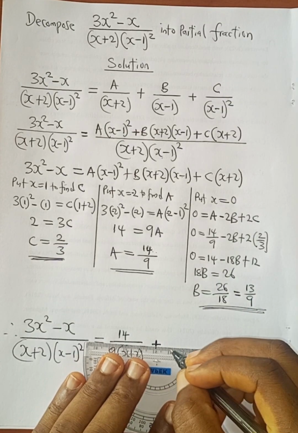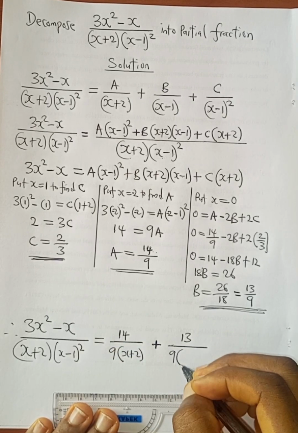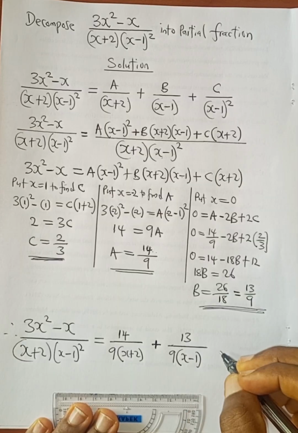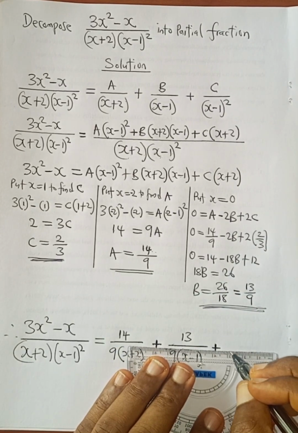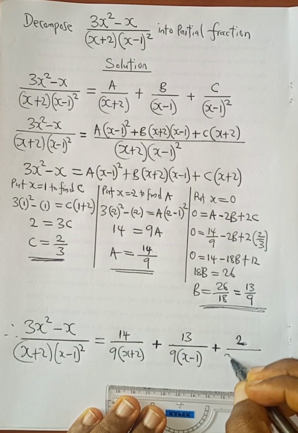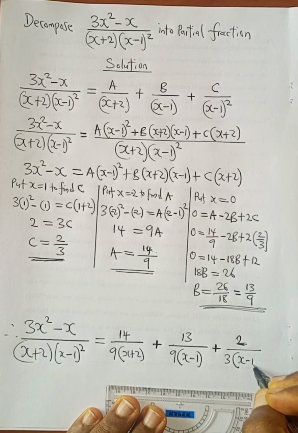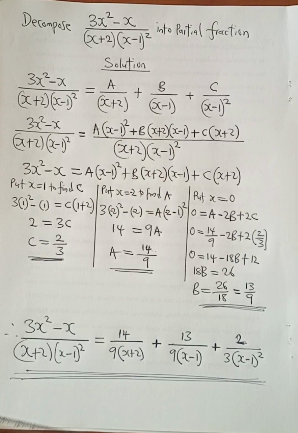So you come here, do the same thing. You write here 13, 9, then B is what? S minus 1. Then plus C. What is C? 2 over 3. You do the same thing. 2 here. Then under is what? 3 brackets S minus 1 squared. This is the splitting of this into partial fractions. Does that make sense? So that we have succeeded in splitting it into partial fractions.